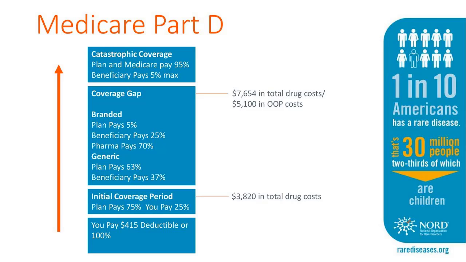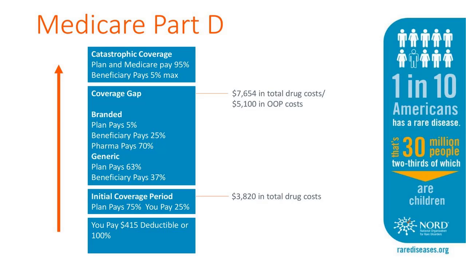Once you complete that payment, then you start the initial coverage period in which your Medicare plan covers 75% and you pay 25%. Now, once all of that adds up to $3,820 in total costs, and that means both your and the plan's costs, then we get to what is known as the dreaded coverage gap, also known as the Medicare donut hole. Within this, you can see that there are different coverage allowances for branded versus generics.